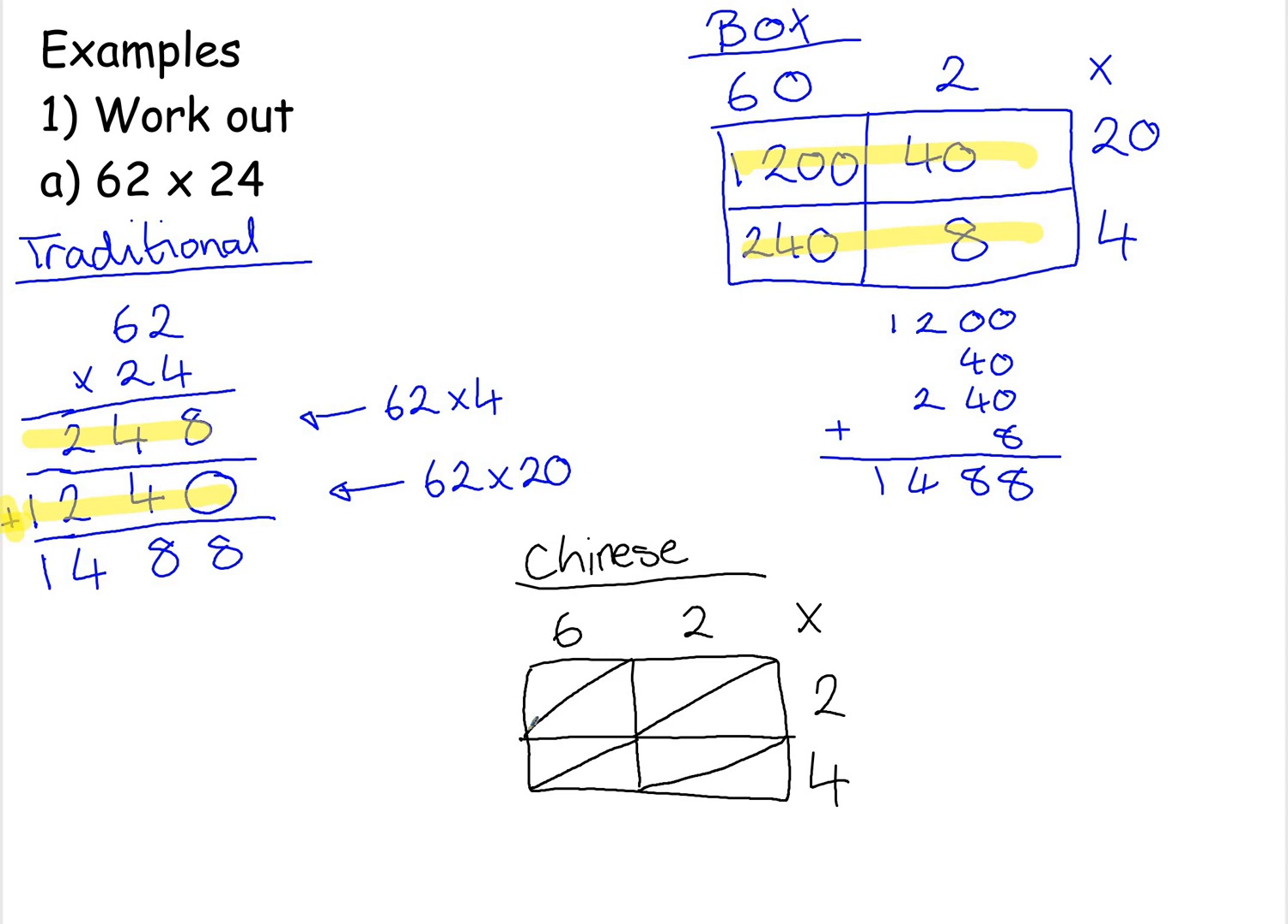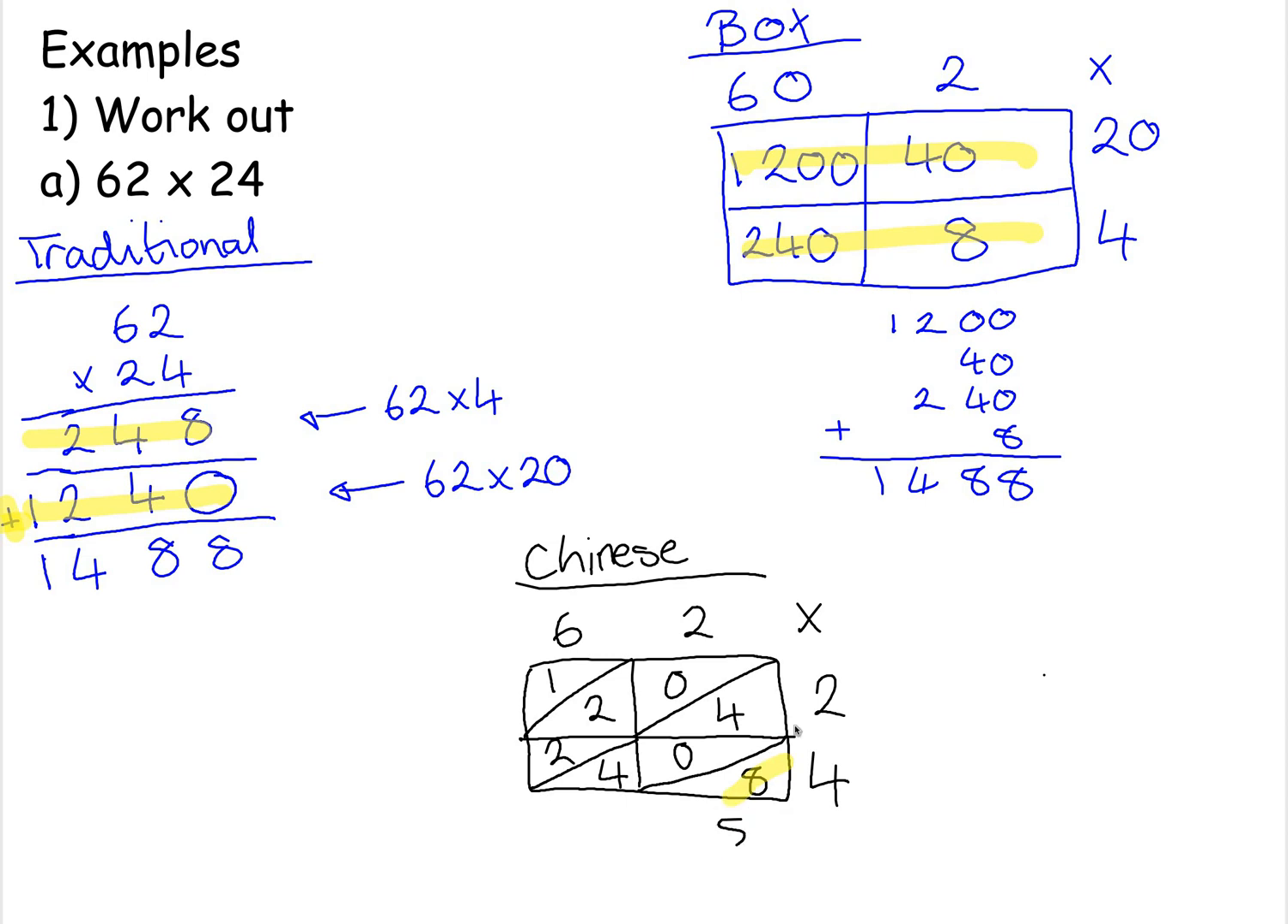Okay. So then what we do is same as before. 2 times 2 is 4, so put the 4 there. 0 tens. 6 times 2 is 12. 1 ten, 2 units. 2 times 4 is 8. 0 tens, 8 units. 6 times 4 is 24. 2 tens, 4 units. And then, as before, we add the diagonals as we go down.